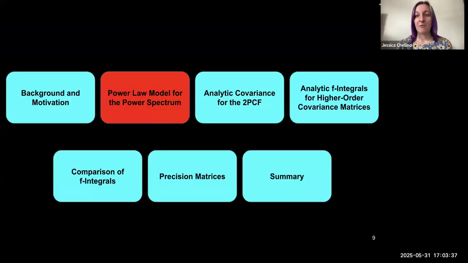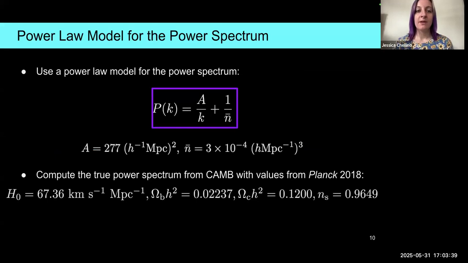Now I'll get into how I modeled the power spectrum. The power spectrum traces the clustering of matter as a function of scale. Because the covariance depends on integrals of the power spectrum against spherical Bessel functions, we wanted to choose a simple power spectrum model that would allow us to evaluate those integrals, which I'll show later. So we decided to use a power law model for the power spectrum, which is shown here.